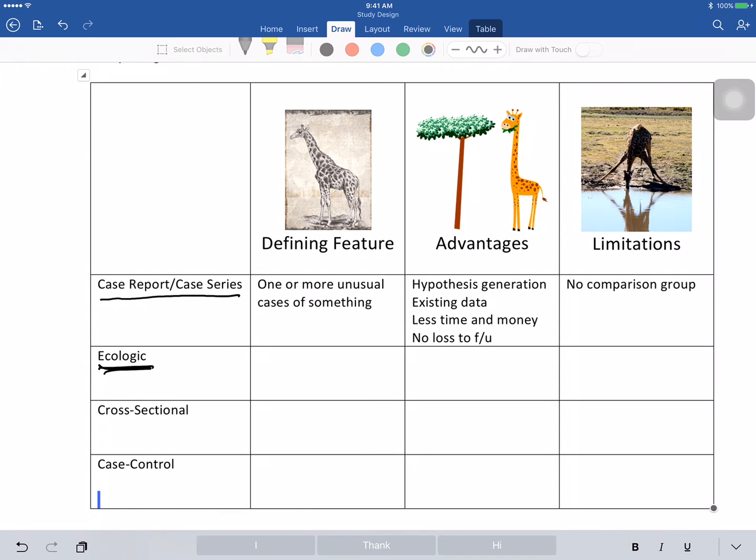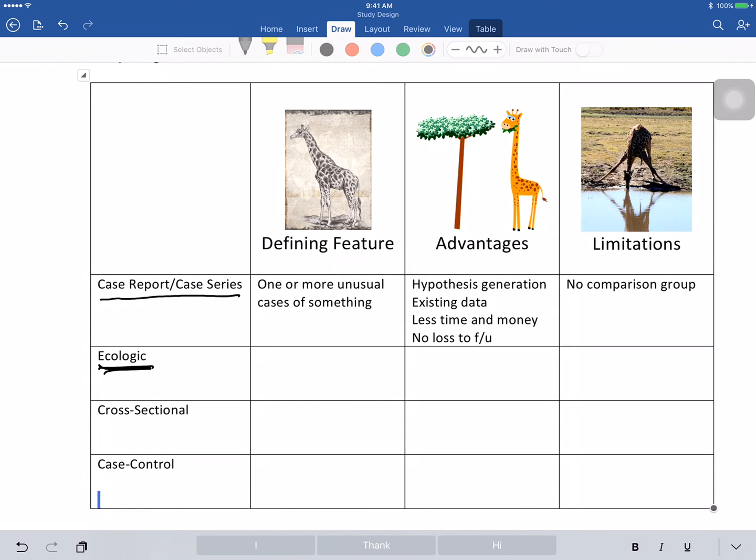So I like to think about what is the defining feature about that particular study design. And your book does not talk about case reports very much, so I've included that information on the table already for you. But the thing about a case report is that you have this one case, or if it's a case series, you have several cases that are unusual, but you have no comparison group. And so you really can't say anything about prevalence or incidence, or it's very limiting.